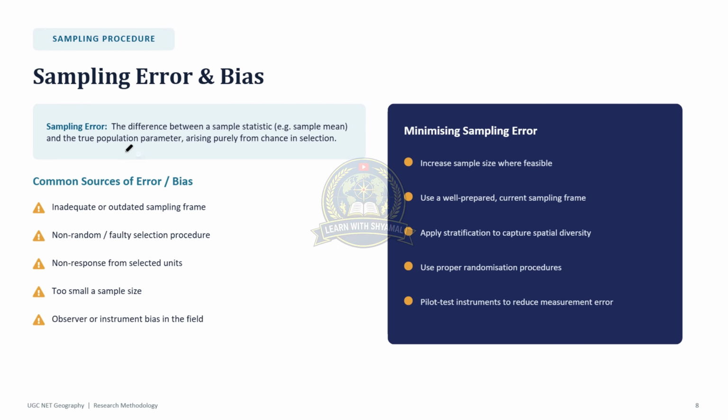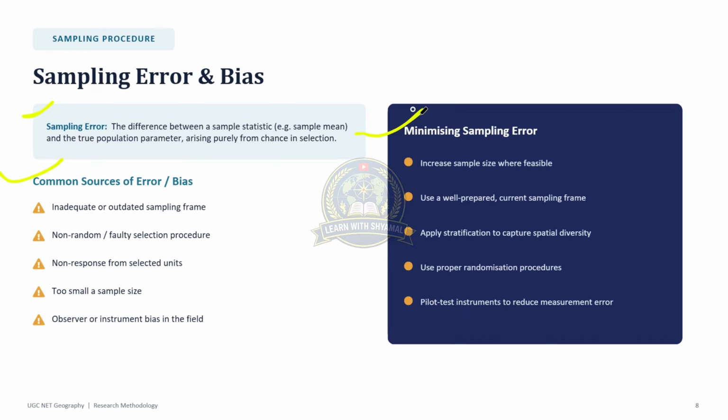Sampling error and bias. Sampling error is the difference between a sample statistic, for example sample mean, and a true population parameter, arising purely from chance in selection. Okay, common sources of error and bias: inadequate or outdated sampling frame, non-random faulty selection procedure, non-response from selected units, too small a sample size, observer or instrument bias in the field.